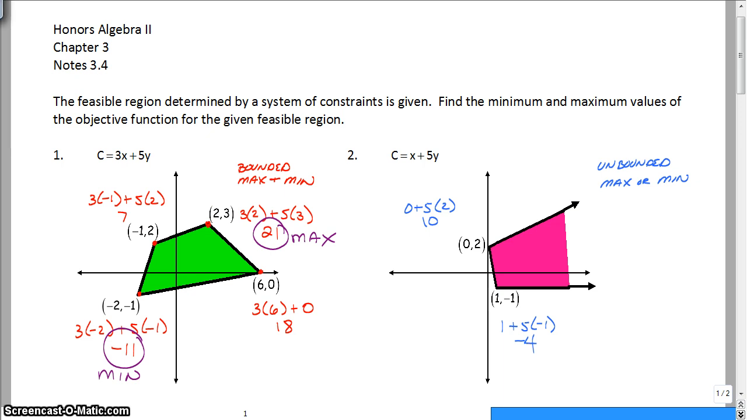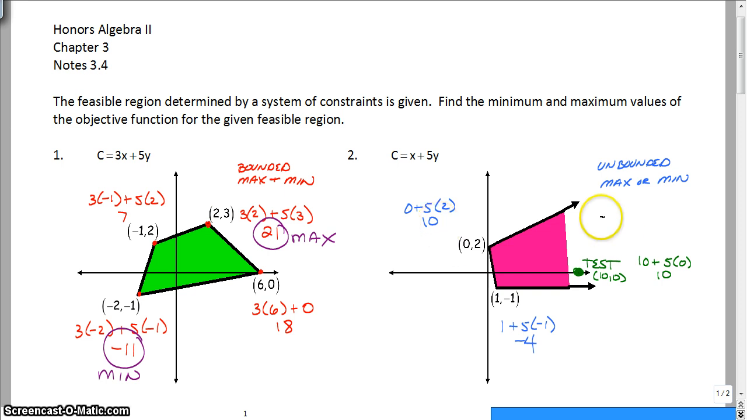To do that, you plot a test point. So you test a point somewhere that's in that region. So let's pretend we're substituting in the coordinate 10, 0. If we substitute 10, 0, we're going to get 10 plus 5 times 0, which is 10. So it's equal to this.